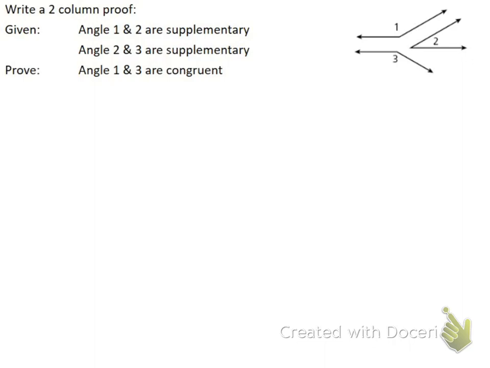Over to the back, again, I've got 2 parts of my given. Got angle 1 and angle 2 are supplementary, and angle 2 and angle 3 are supplementary. What I want to prove is that angle 1 and angle 3 are congruent to each other. So the first thing that I want to do is write down my given. Angle 1 and angle 2 are sup. And then also angle 2 and angle 3 are sup by my given.